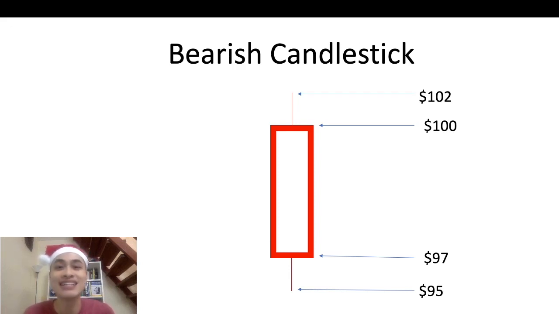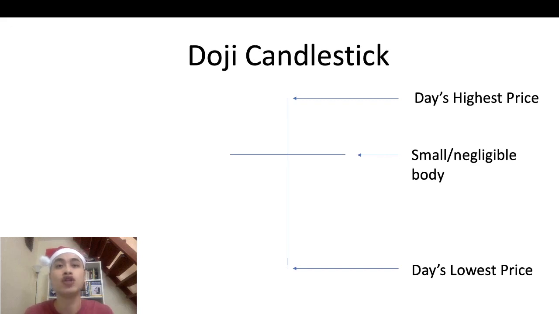That's how we get a candlestick. So those are the elements behind a candlestick and a bit of the psychology behind it. Now let's take a look at some of the variations of the candlestick. So this is a Doji candlestick.